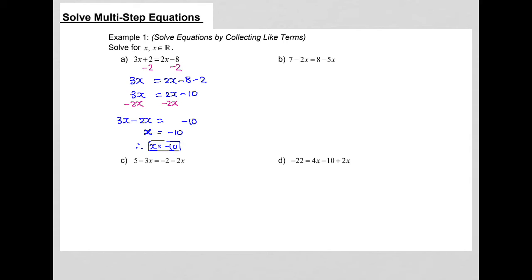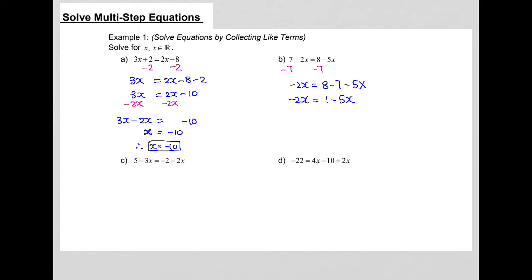Let's look at 1b. Same thing again. I want to isolate the x and I want to isolate the numbers on the right-hand side. So if I want to isolate the x on the left, the first thing is we have to remove the 7 from the left. So minus 7 minus 7. And you will have negative 2x because the 7 minus 7 will become a 0. So it just becomes negative 2x equals 8 minus 7 minus 5x. The next thing you do is collect the like terms first. So 8 minus 7 is 1 minus 5x.